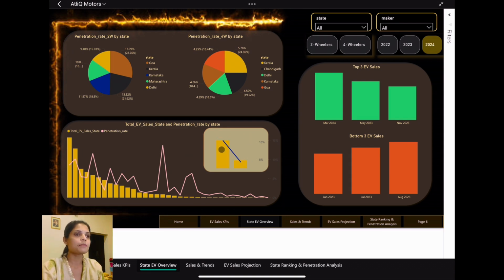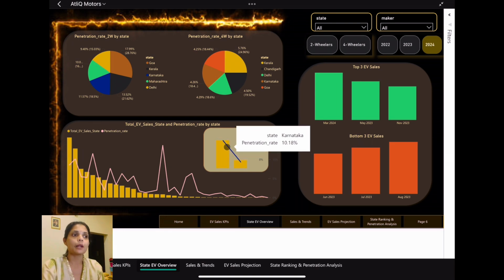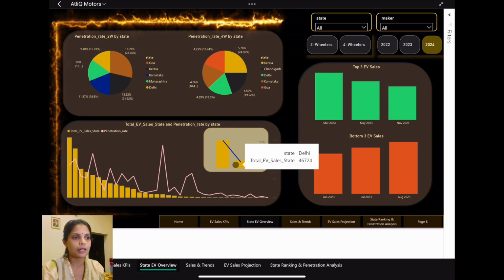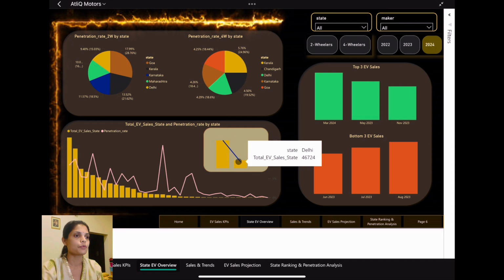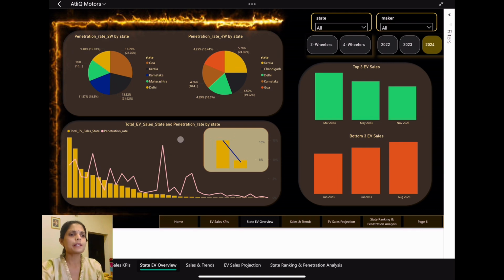This comparison between Karnataka and Delhi was included as a part of the primary and secondary analysis requirement for the resume project challenge. Here Karnataka's performance is strong with 1,60,989 units and a 10.18% penetration rate, indicating a mature market. In contrast, Delhi with 46,724 units and a 7.71% penetration rate has room for growth, presenting an opportunity for targeted strategic initiatives.